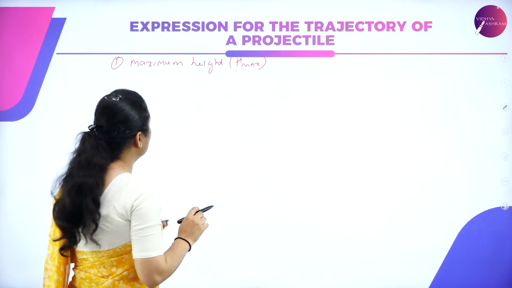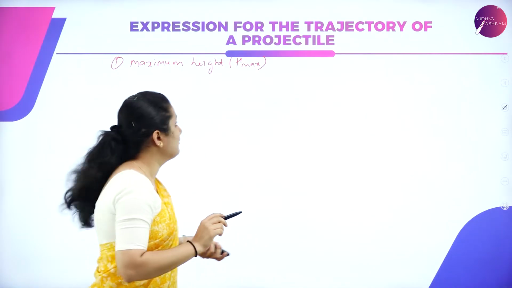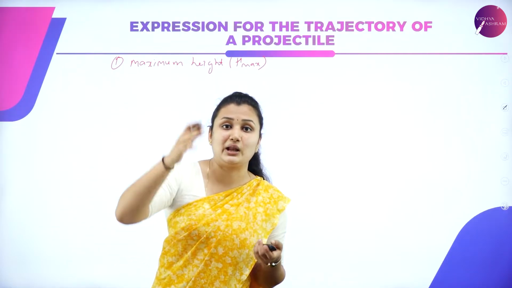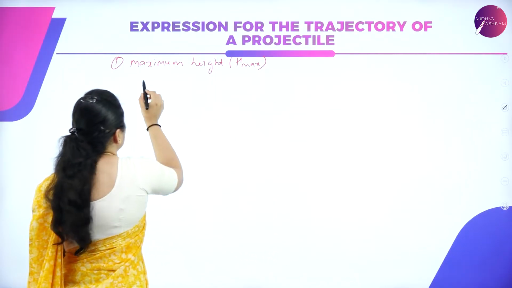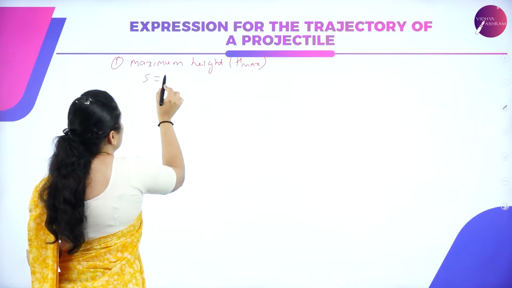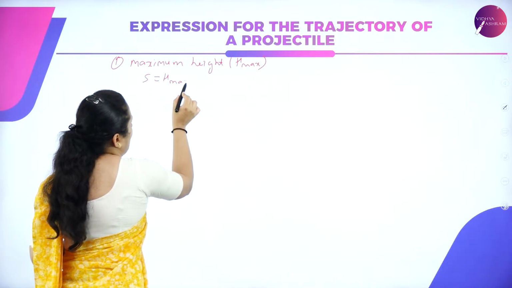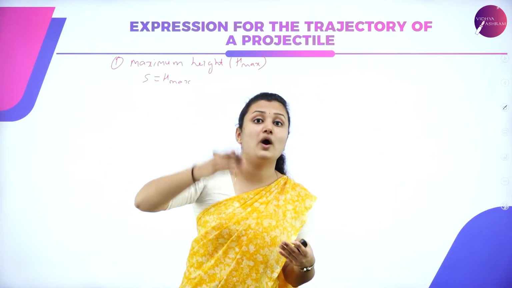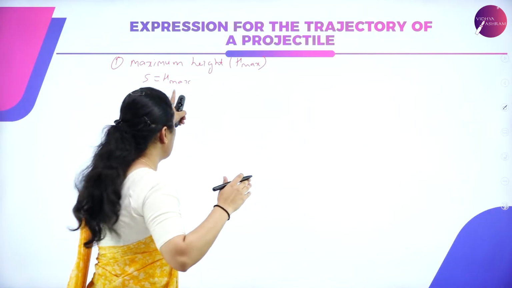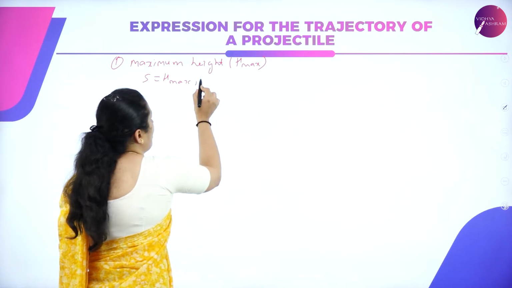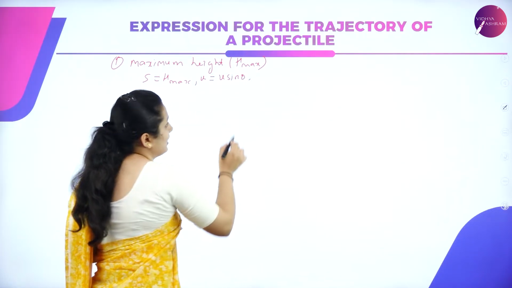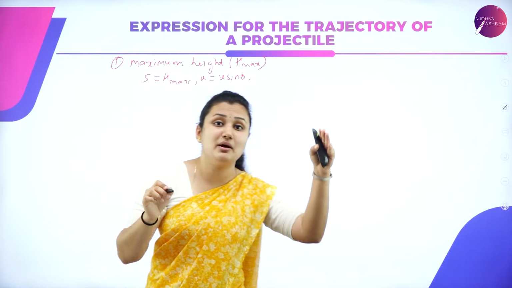So, maximum height of the projectile. We know the maximum distance travelled by the projectile along the x-axis is S. Now, I am talking about the maximum distance travelled by the projectile along the y vertical component, that is h max. The component of velocity along the y-axis is u sin theta.